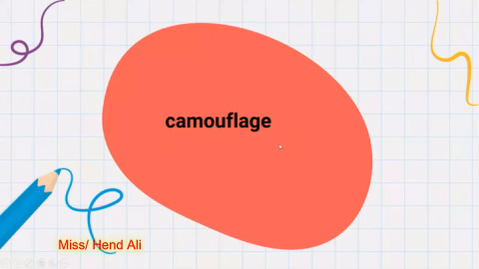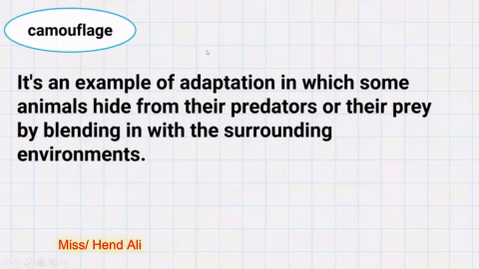Now we'll talk about camouflage. Camouflage is an example of adaptation in which some animals hide from their predators or their prey by blending in with the surrounding environment. Okay, I will give you an example so you can imagine what I'm talking about.